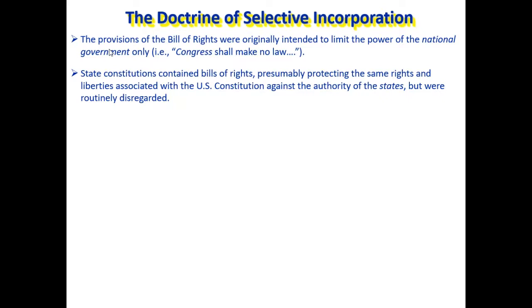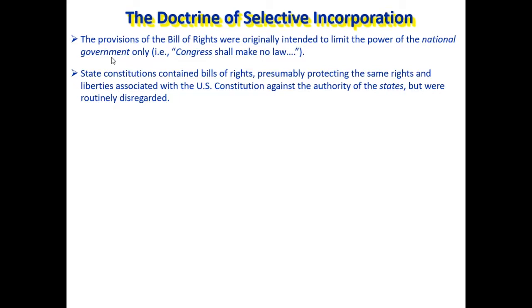Why do we need both? Well, in its origins, the Bill of Rights to the U.S. Constitution was only intended to limit and protect your rights against the authority of the national government. So if your rights are also going to be protected against the authority of the state governments, then you're going to have provisions in state constitutions limiting the state government's authority to abridge your liberties. Does that make sense? Straightforward enough? Okay? The problem with that reasoning was that state governments routinely disregarded those provisions of their own constitutions.